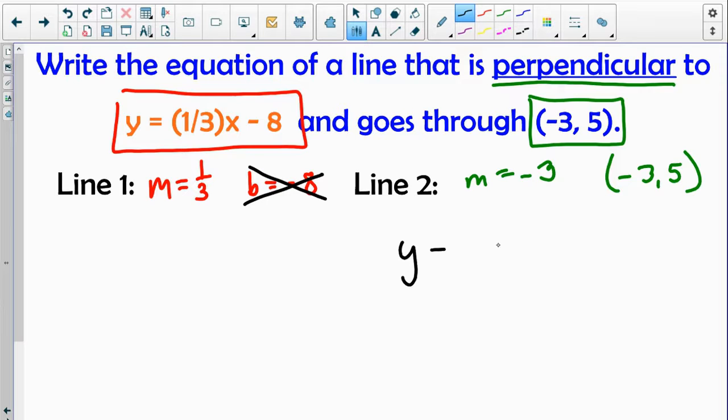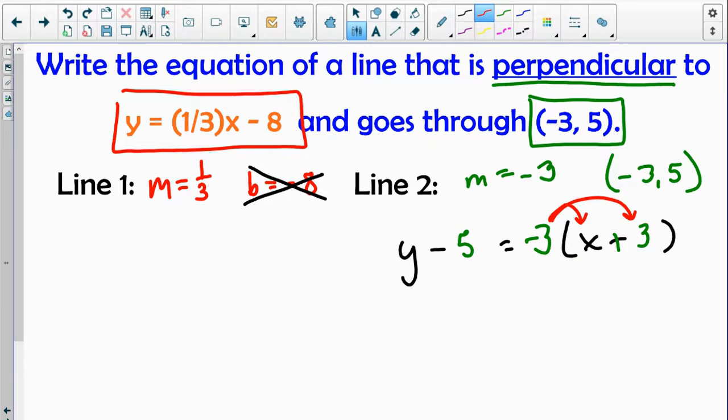So y minus blank equals blank times x minus blank. Our slope goes after the equal sign. Our x-coordinate goes in the parentheses. And our y-coordinate goes out front by the y. So y minus 5 equals negative 3 times x plus 3. Remember that when I had x minus negative 3, I make it a plus sign instead.